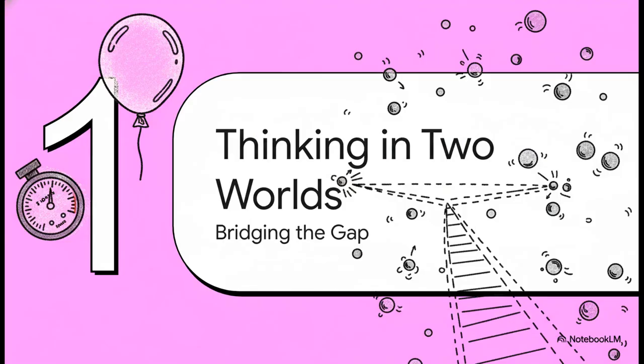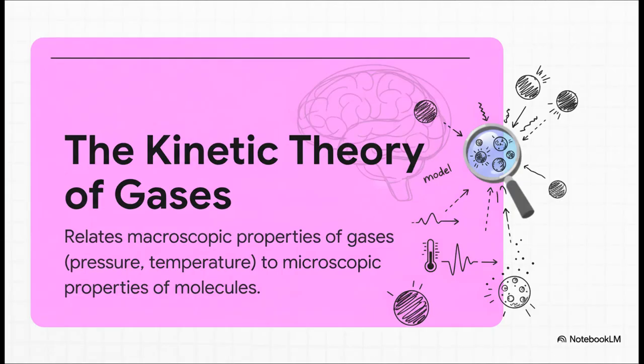Now, to crack this puzzle, we're going to need a special way of thinking. A tool, really, that helps us bridge the gap between our world, the macroscopic world of things we can see like pressure gauges and party balloons, and that hidden microscopic world of individual particles. And that amazing tool? It's what scientists call a model. And here's the big one, the kinetic theory of gases.